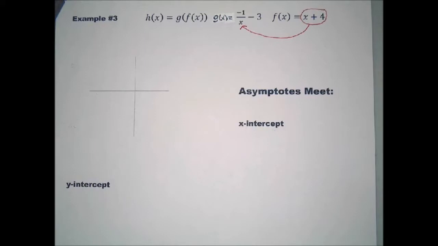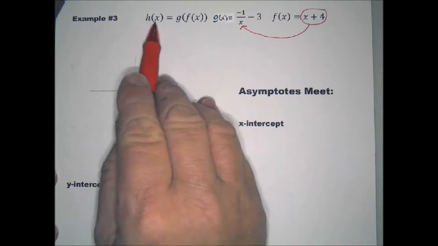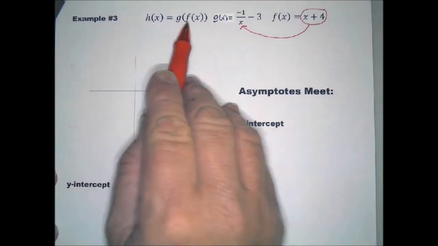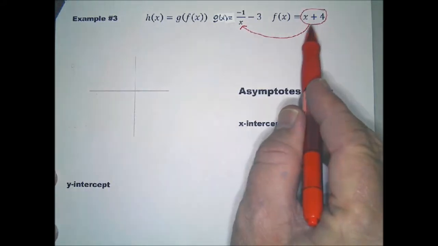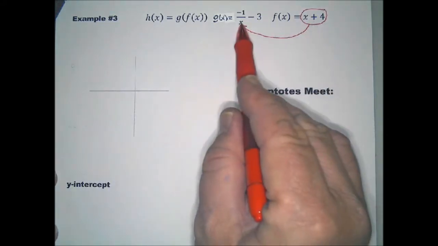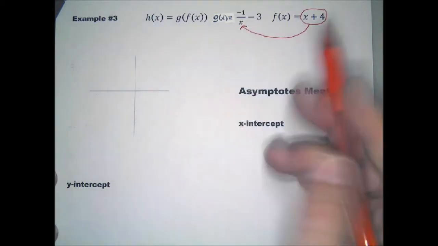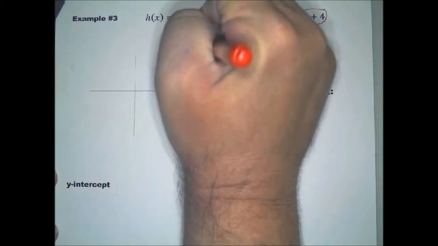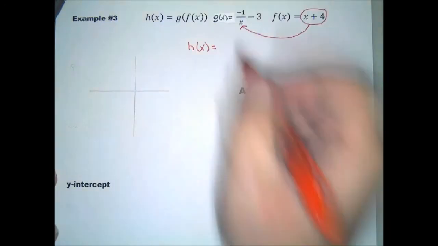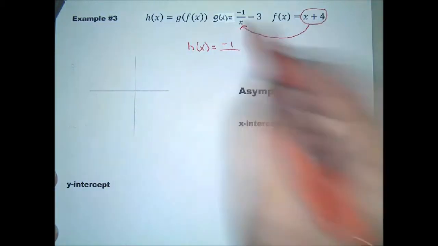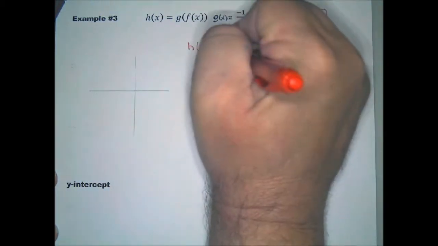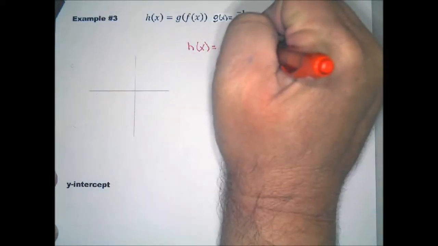For example 3, we're not going to do anything different except this is all written in function notation now, where h of x is the composition of g of f of x, which simply means we're going to take the f of x function and enter it into the g of x function, and the only place it can get in is right there. So that makes the h of x function equal to -1 over, and then put x plus 4 down there. It's just substitution. X plus 4, and then -3.